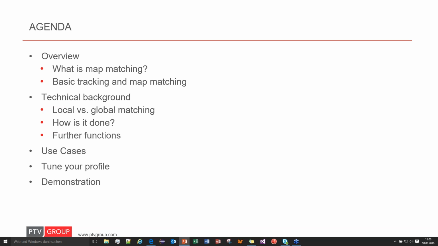Our agenda today is subdivided into 5 parts. First, I provide an overview about map matching. The relevant questions addressed in this chapter are: what is map matching, why is it important, and what are the challenges? Moreover, I provide an introduction to basic tracking and map matching. Then I proceed with the technical background regarding local versus global matching. After that, I hand over to Joost, who will explain how map matching is actually done and exploits further functions. Joost goes on by explaining major use cases of map matching. After that, he gives some advice about using the right profile. The webinar will be completed by a demonstration of an xMapmatch demo client.